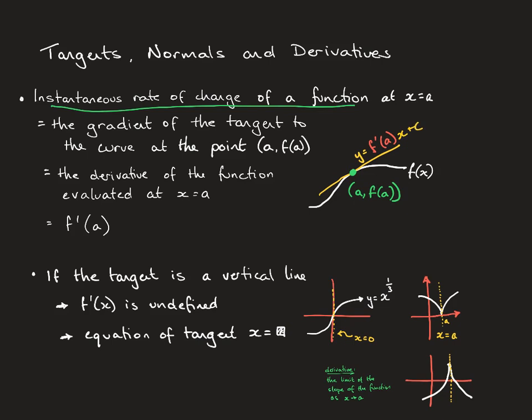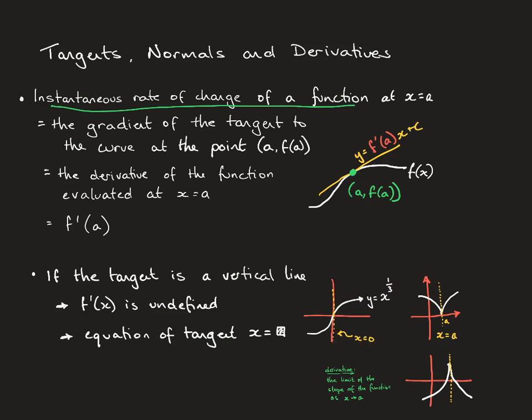We also know for tangents, or for vertical lines more specifically, that if you have a vertical line, the gradient is undefined. And so if the tangent that you're looking at is a vertical line, because the gradient is undefined, then the derivative is undefined. And the equation of a vertical line is x is equal to something. So let's have a look at y equals x to the power of a third. At x is equal to 0, we have an infinite gradient.